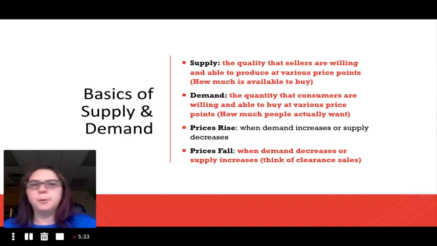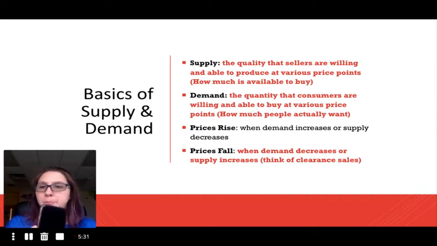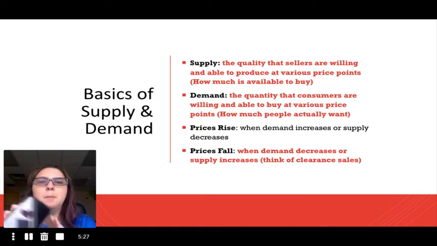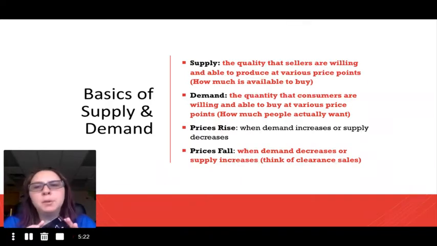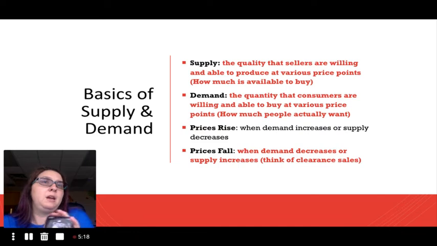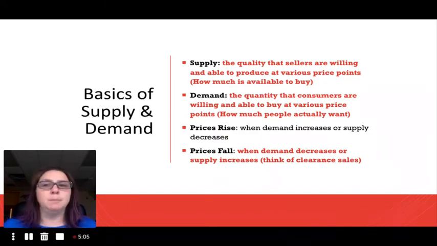For example, take your phone. The supply of your phone was based on how many sellers are willing and able to produce at various price points. The lower the price, the less of a product they're going to make, because they want to make money off of it. Demand is the quantity that consumers are willing and able to buy at various price points. That's kind of the opposite: how much people actually want to buy. And those interact.